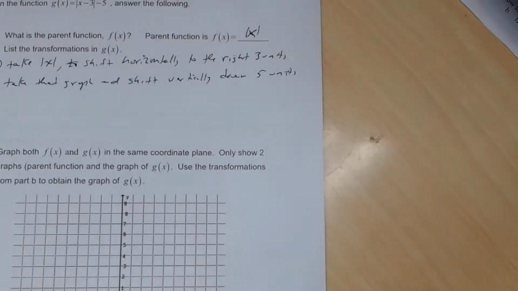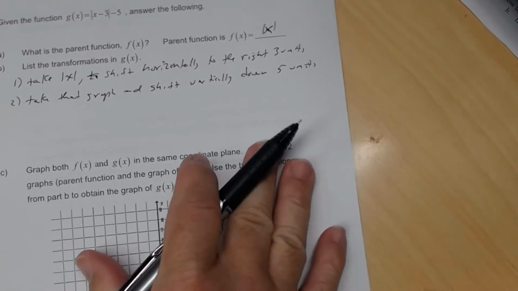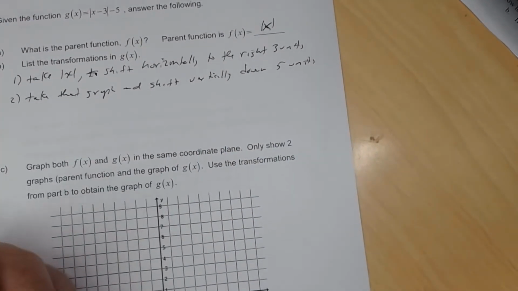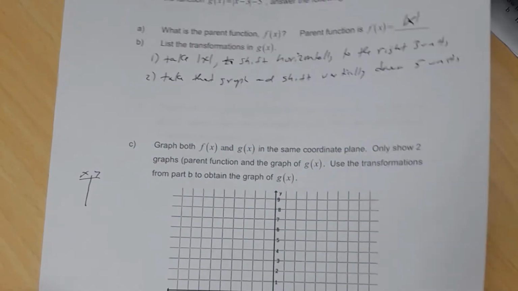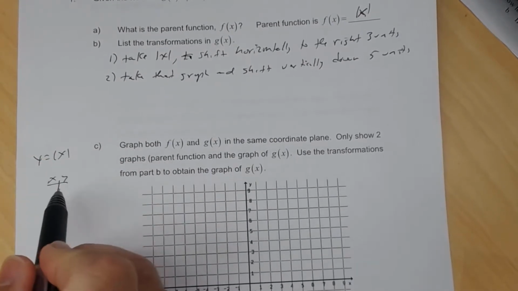Okay? All right. So this is how you're going to do this, though. You're going to do the parent function first. Now remember, we're doing absolute value of x. Remember what points we use for the absolute value of x. So always use those points that we're mentioning here. So remember, this is absolute value of x, the parent function.